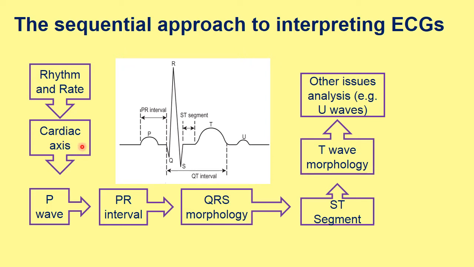Then after doing this, start following the ECG wave. So go for the P wave, then the PR interval. Remember in my last video I said the PR interval should be 3 to 5 small squares. And then after looking at the PR interval, go to the QRS complex, and then ST segment, T waves, and then U waves and any other thing in the ECG.